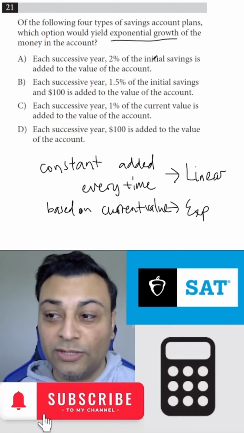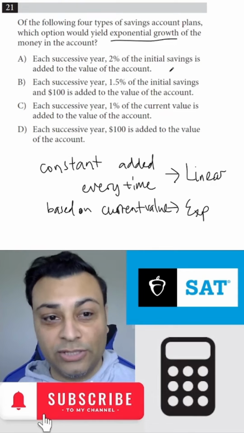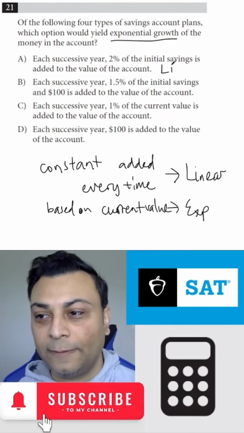So option A, if you add 2% of the initial savings every year, you're going to add the same amount every year because your initial savings is a specific number. So this is linear growth.